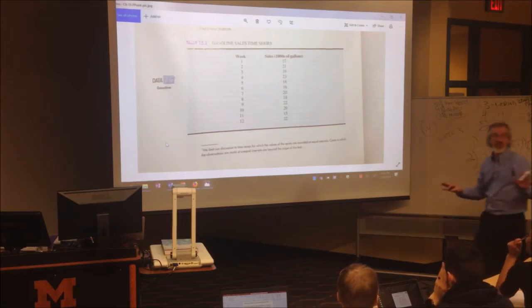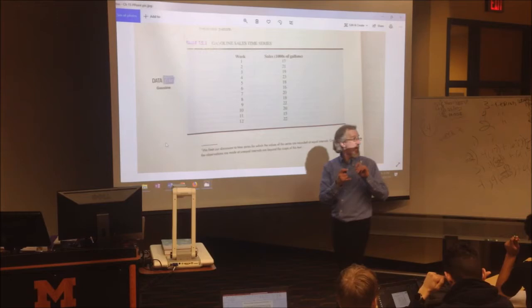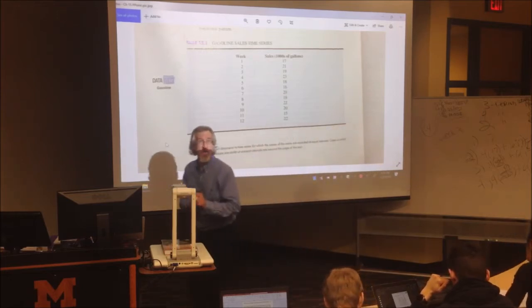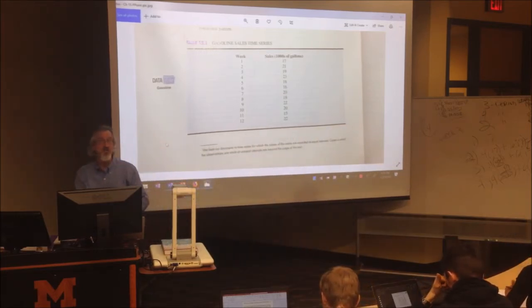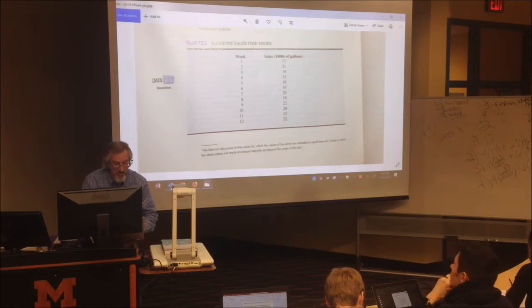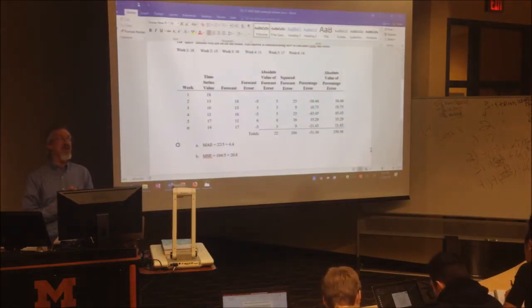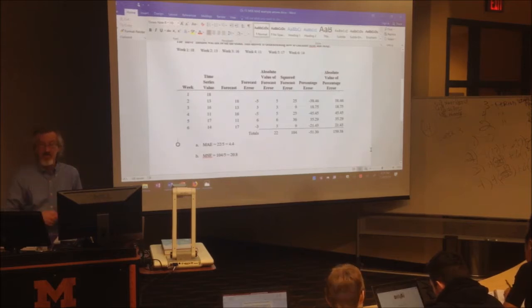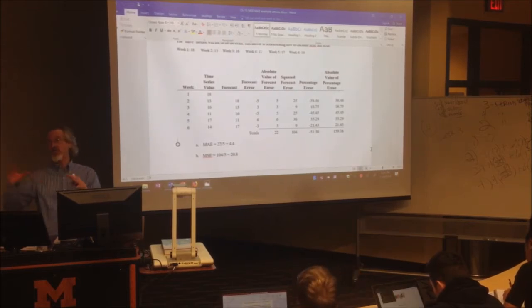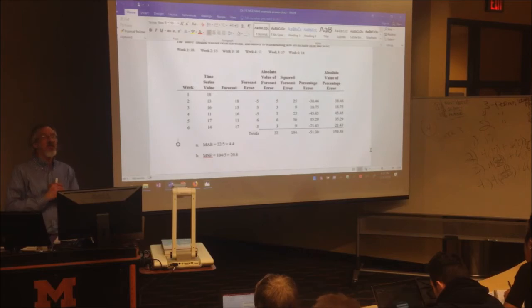Okay, that's exponential smoothing. So we talked about moving average, we talked about weighted moving average, we talked about exponential smoothing. Now I posted this over the weekend. This is all about MAE, MSE: mean squared error, mean absolute error. These two errors. Without a doubt, one of them is on your final exam. This is so important.